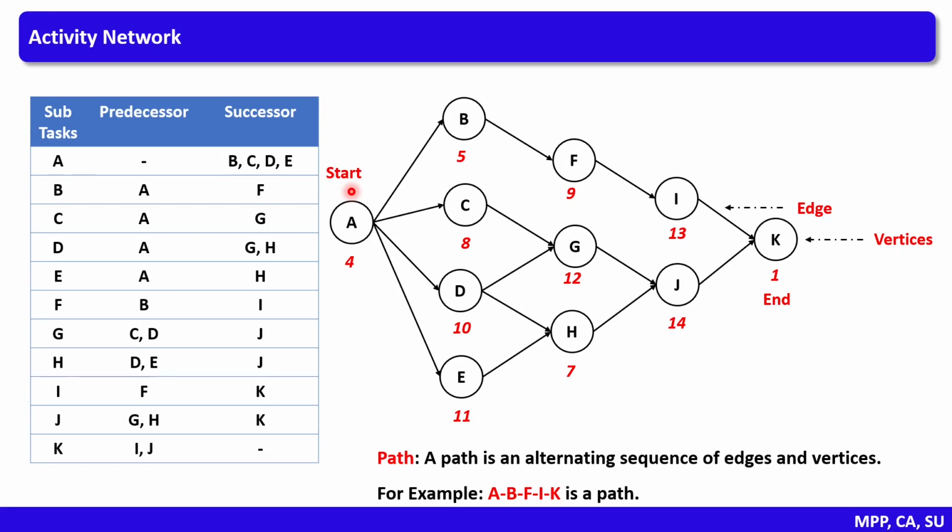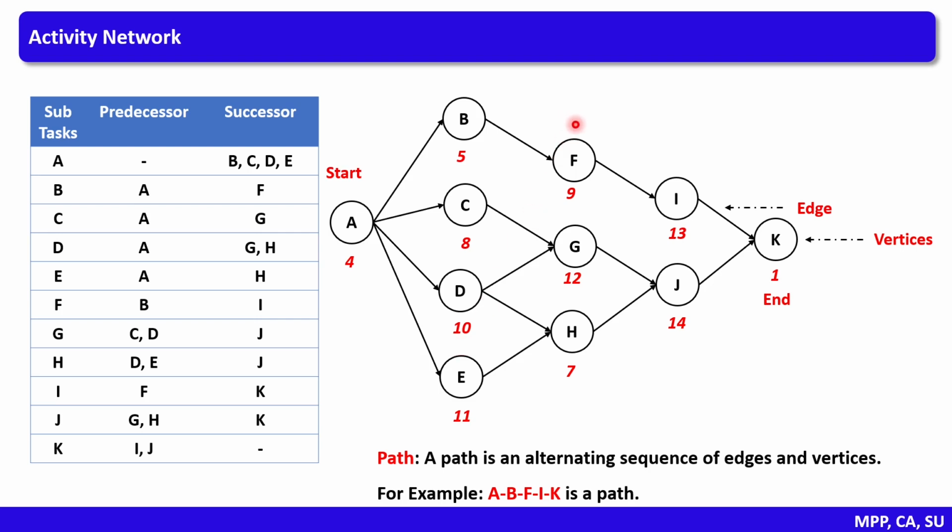Now let us create an activity network with the help of the dependency table. Since A does not have any predecessor, the network starts from A. It has 4 successors B, C, D, and E. Likewise, B has predecessor as A and successor as F. C has predecessor as A and successor as G. D has predecessor as A and successor as G and H. E has predecessor as A and successor as H.